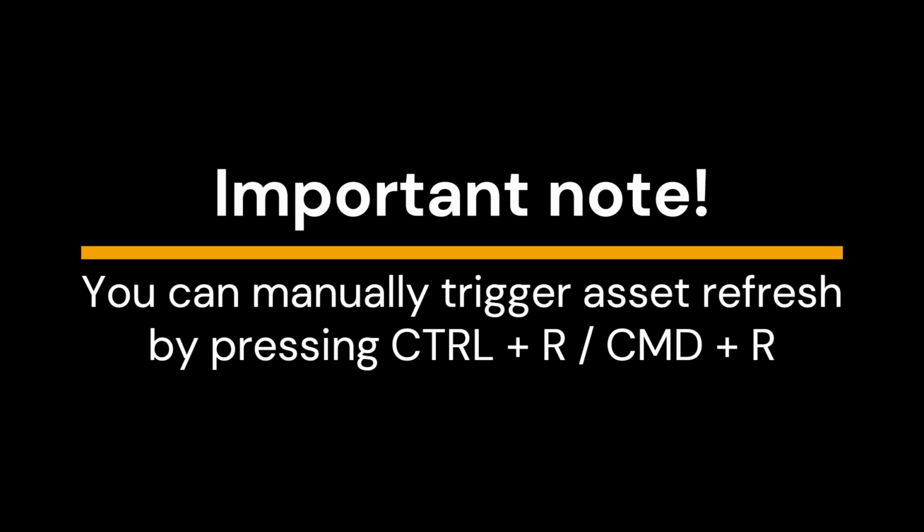Keep in mind that now the changes you make to the code are only refreshed when you press play. Sometimes you may want to trigger Asset Refresh manually by pressing Ctrl-R or Command-R, for example when you've added serialized fields and want them to appear in the inspector immediately.